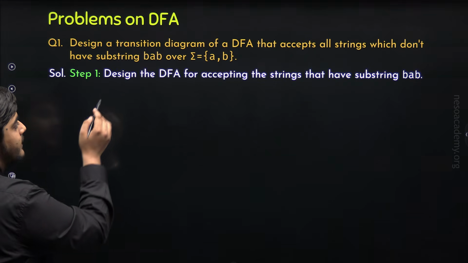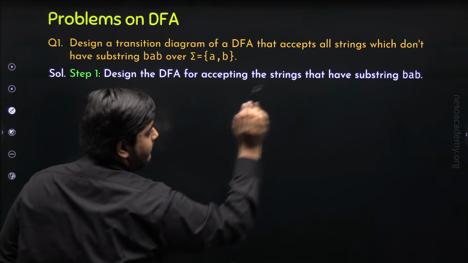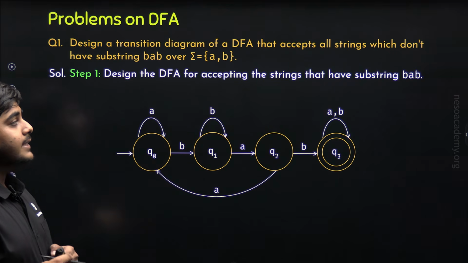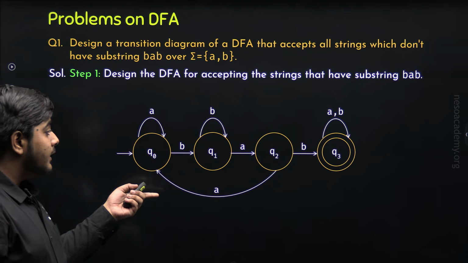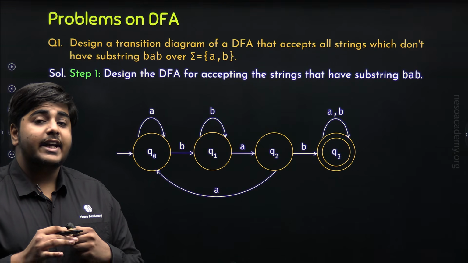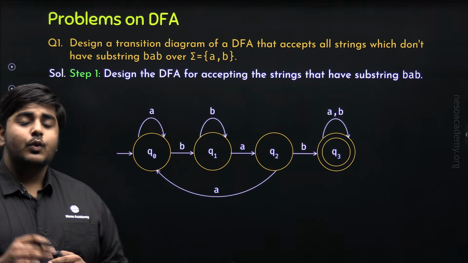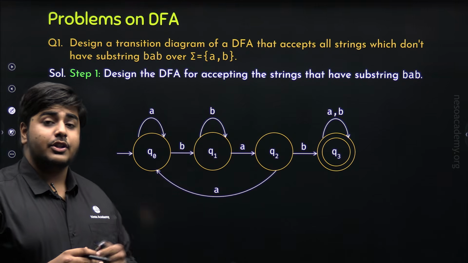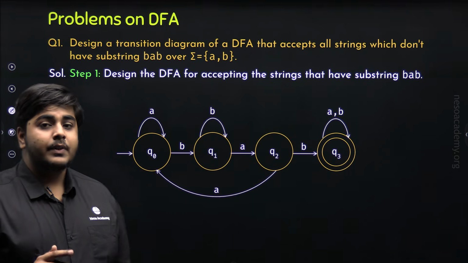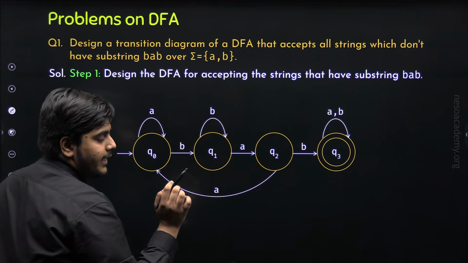Step number 1 is to design the DFA for accepting the strings that have the substring BAB. So this is the DFA for accepting the strings that have substring BAB. This DFA we have constructed in the previous lecture, and there I have explained the step-by-step construction of this DFA. If you have any confusion regarding the construction of this DFA, kindly refer to the previous lecture. And now, the next step is to interchange the non-final and the final states.